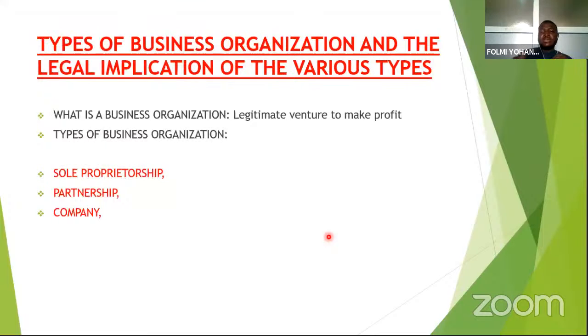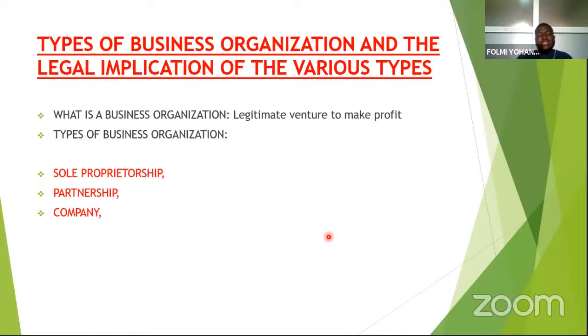Then the next topic we are going to look at is types of business organization and the legal implication of various types of this business organization. You are running a business, as a sole proprietor or as a partner, as partnership or a company? What are the legal implications of deciding to run that business as a sole proprietor? What are the legal implications of deciding to run that business as partnership? So this is what we'll look at.